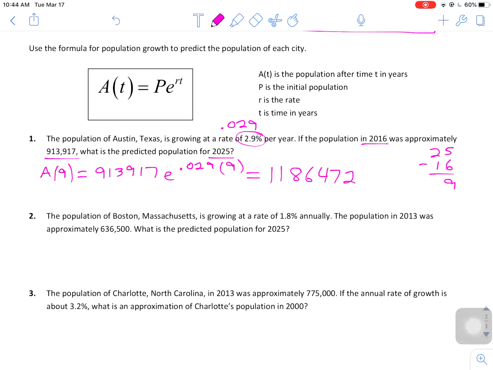Now I'm talking population, so I'm going to round to the nearest whole number. So I have a 0.3, so I'm just going to keep it to 2. So there is our predicted population for 2025.